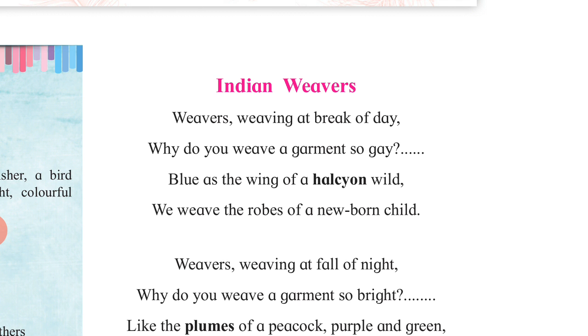Okay, just guess. First line: Weavers weaving at break of day, A. Why do you weave a garment so gay? It is also A. Blue as the wing of the halcyon wild, B. We wave the robes of a newborn child, it is also B. So in the first stanza, the poet used the rhyming scheme of A, A, B, B.